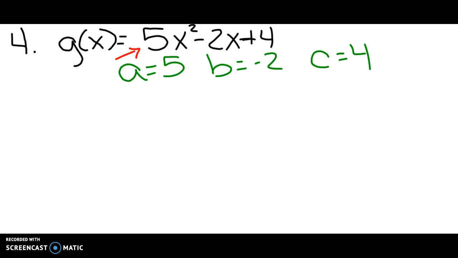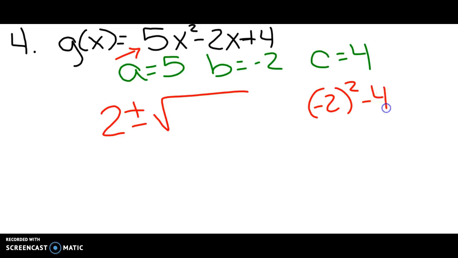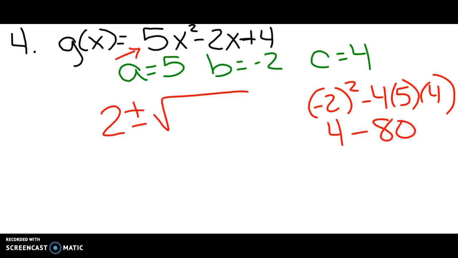In this case, I would say go ahead and use the quadratic formula. So I'm going to plug this in, and I've got the opposite of b, so 2 plus or minus square root. Now I'm going to do b squared minus 4ac over here. 4 times 5 times 4, and I get 4 minus 80, I think. That's 20 times 4, yes. So that's going to give me negative 76, all over 2a, so 2 times 5 is 10.